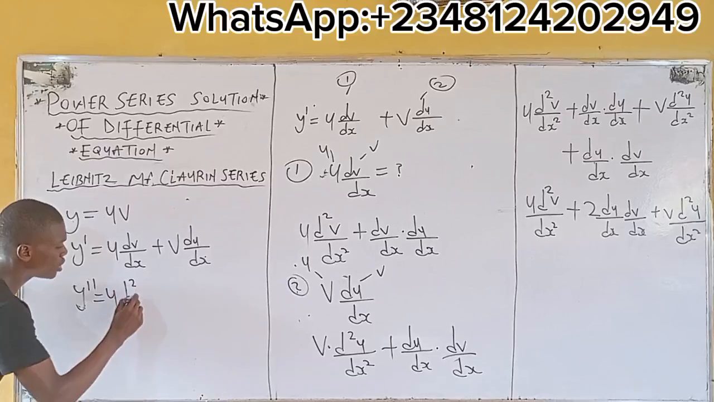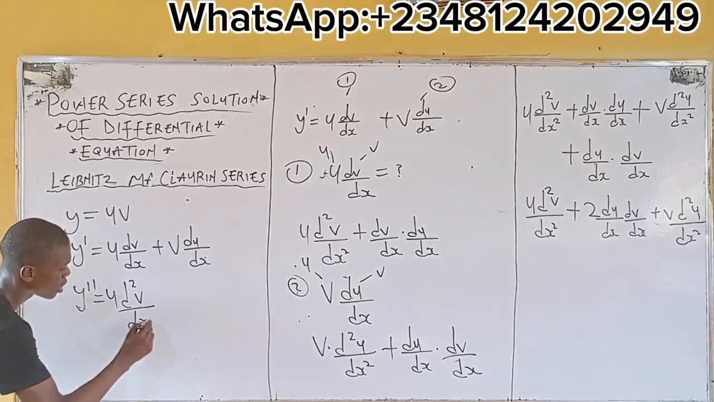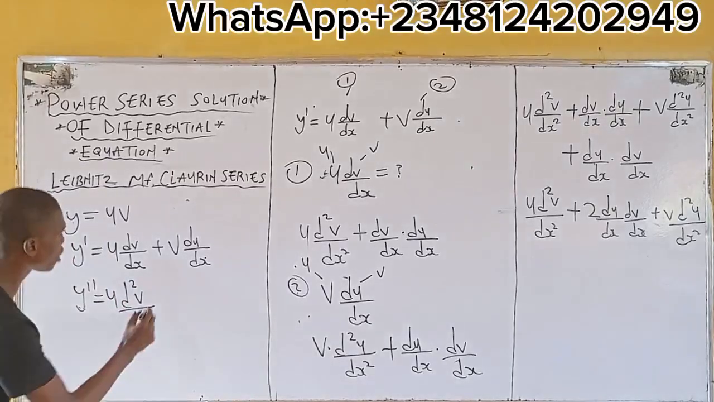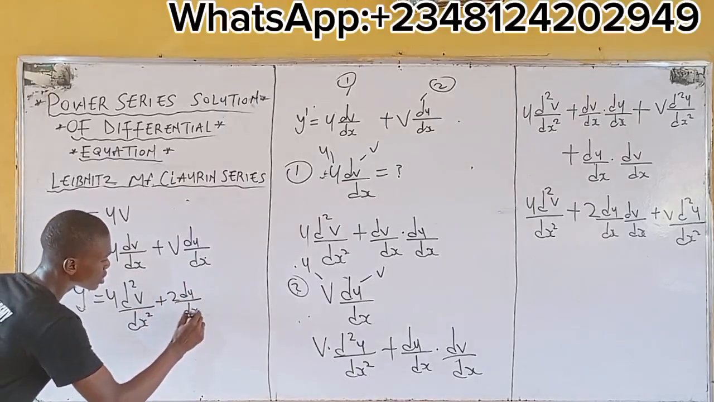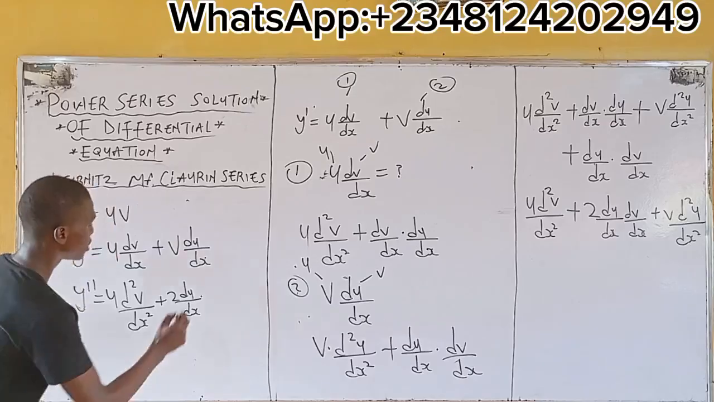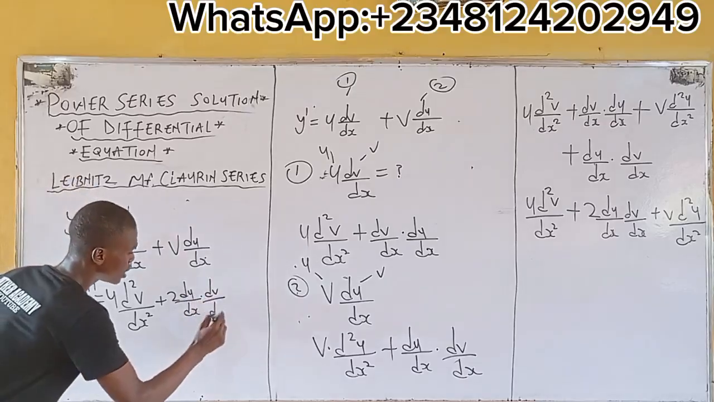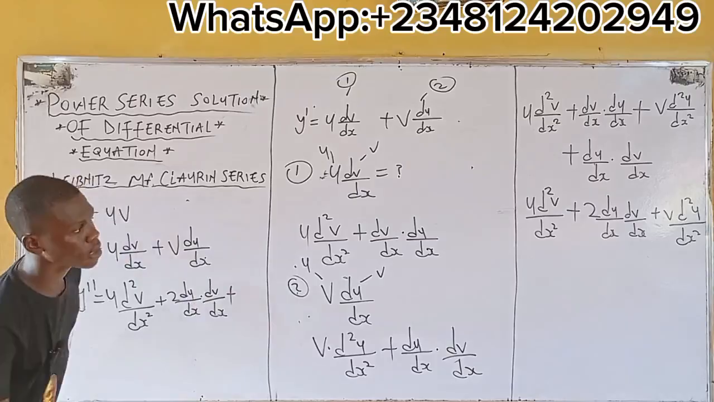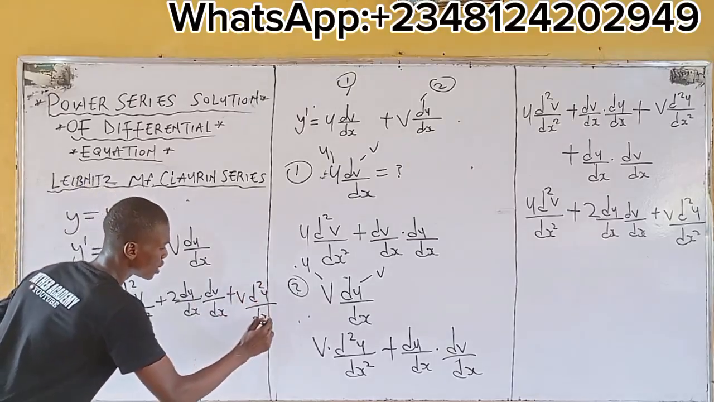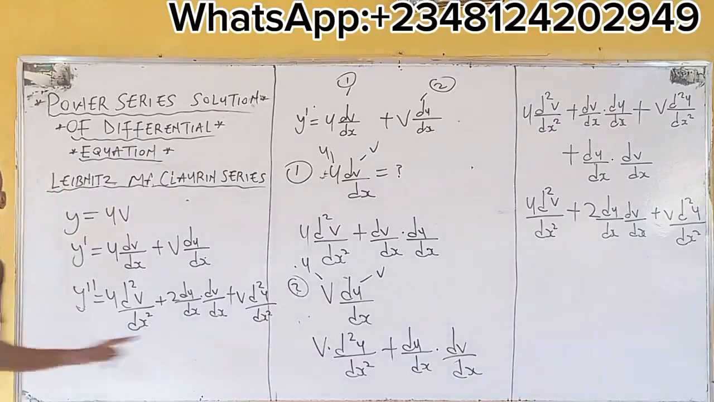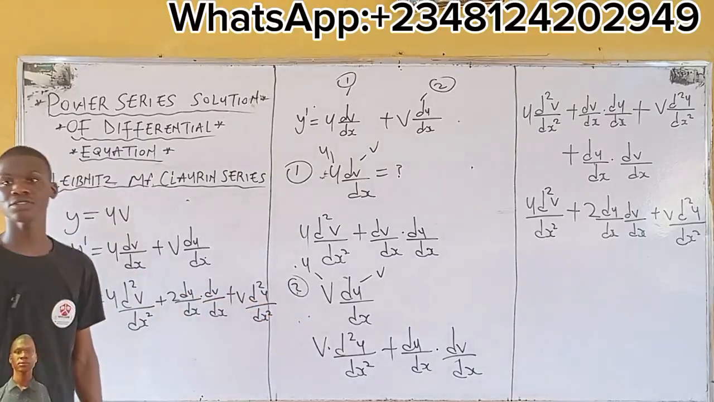u d²v plus 2 du/dx multiplying dv/dx plus v d²u/dx². All right, this is the second derivative, right? Let's find the third derivative.